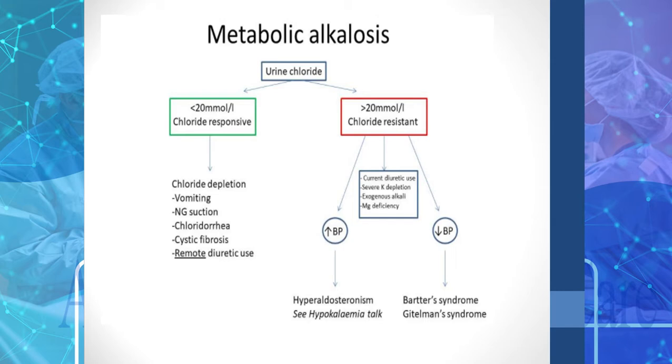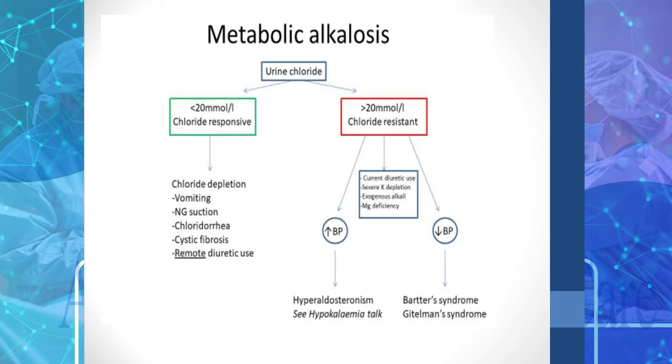If urine chloride is less than 20 millimole per liter, this is chloride responsive, and here the causes are usually chloride depletion, as occurring in vomiting, losing of HCl from vomiting, or nasogastric suction, also the same, or chloride diarrhea, or in cases of cystic fibrosis in the lung, or also after diuretic use, a long time after diuretic use. Yani, we stop diuretics, still we have metabolic alkalosis, and this is different. The chloride depletion, the mechanism of alkalosis here is different than that which occurs while we are using the diuretics.